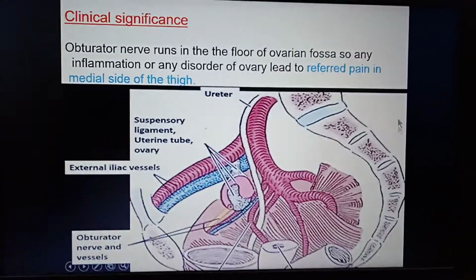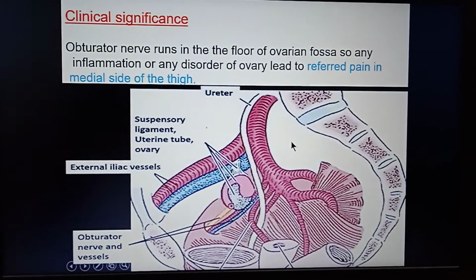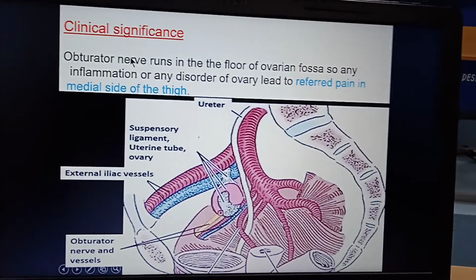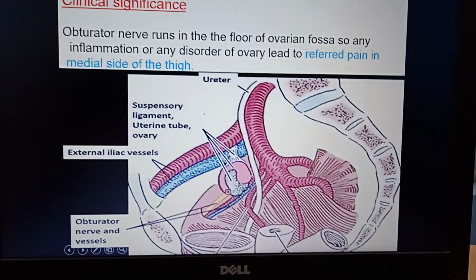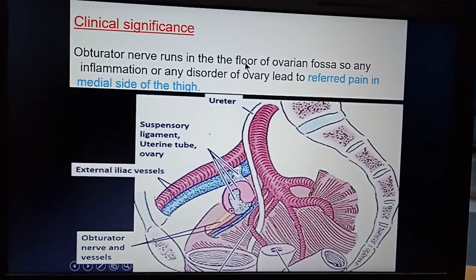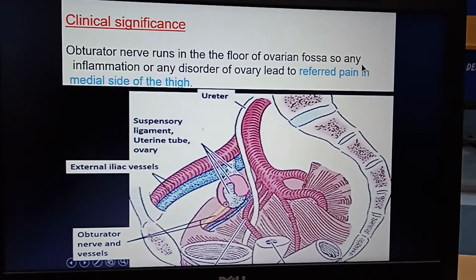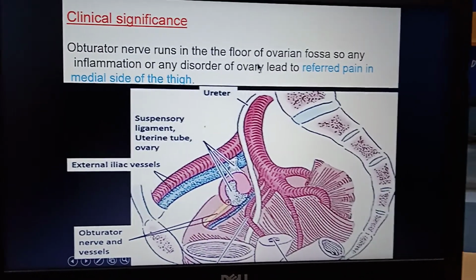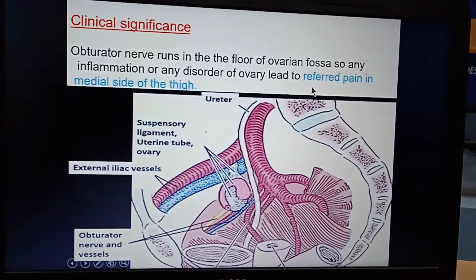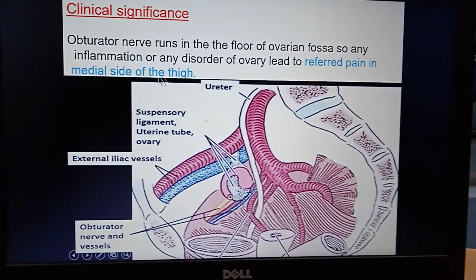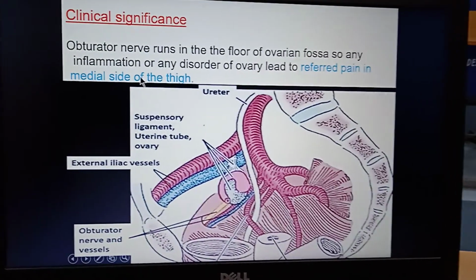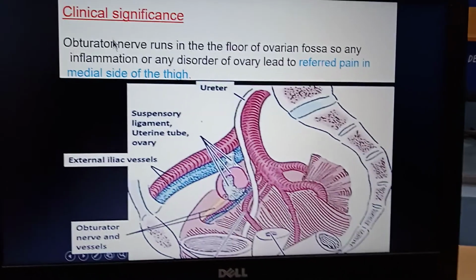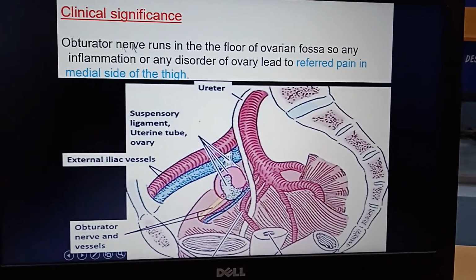Now coming to clinical significance of the cutaneous innervation, most important is the obturator nerve. Here you can see, obturator nerve runs in the floor of ovarian fossa. So any inflammation or any disorder of ovary leads to referred pain in the medial side of the thigh. What we have seen in the cutaneous innervation, in the medial side of the thigh, like a pocket, that is supplied by the obturator nerve.